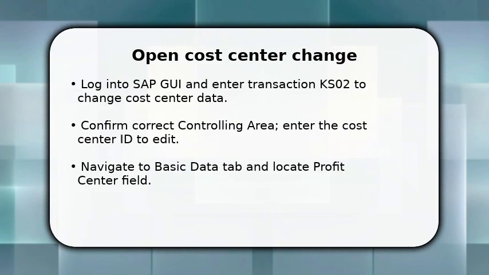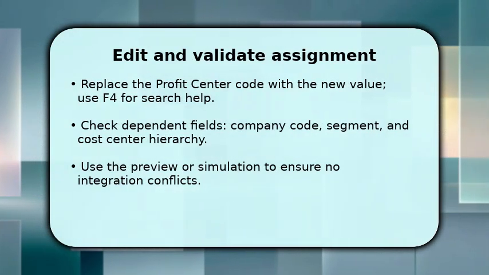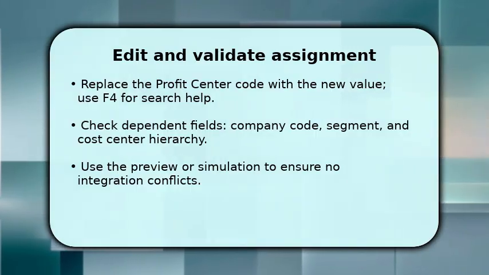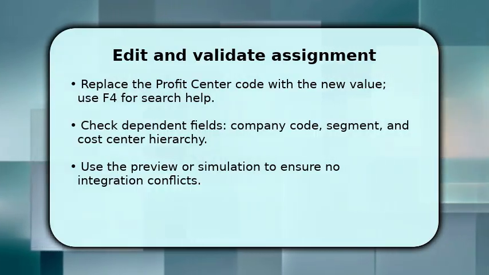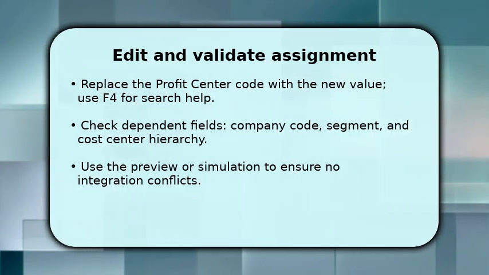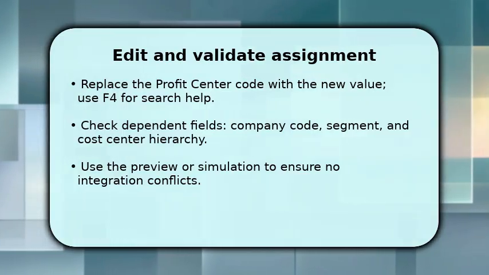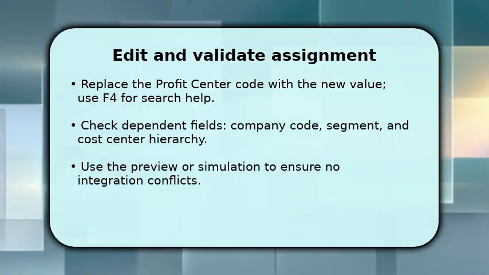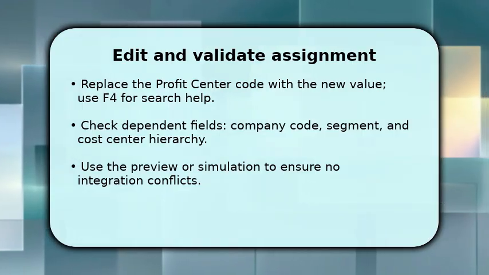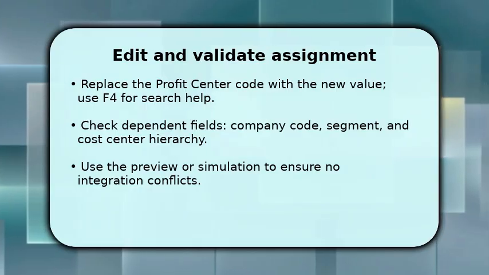Once you see the Profit Center field, type the new Profit Center code or use F4 search help to find it. You must validate related fields, company code, segment, and cost center hierarchy, because changing the Profit Center can affect financial reporting and allocations. After updating, use the preview or validation tools in KS02 to simulate the change and confirm there are no integration conflicts with CO, FI, or asset accounting.